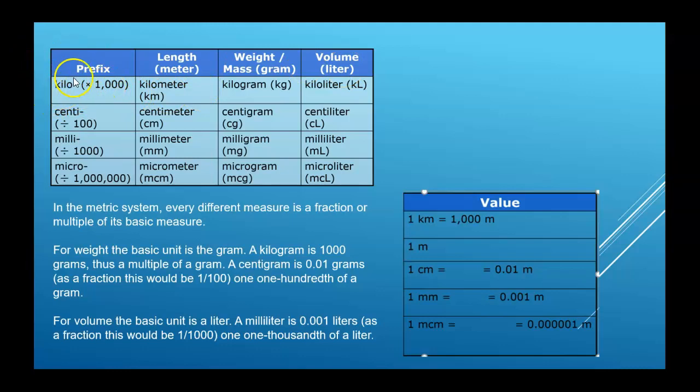The kilo is a prefix. This prefix can be applied to any measurement, any of the length, mass, or volume measurements. So kilo is 1,000 of each of the base measurements. So if you're talking about meters, kilometer is 1,000 meters. Gram, kilogram is 1,000 grams. Liter, kiloliter is 1,000 liters.